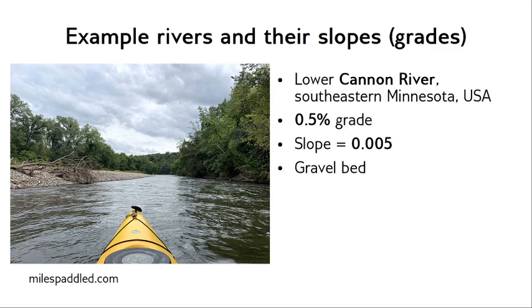And likewise, the grade of the Cannon River is about 0.5%. So the slope would be 0.005. And so what we have here is a classic example of a gravel bed river in nature. These are some of the most common rivers that we see around the world, together with what we'll see next, which is the sand bed river.